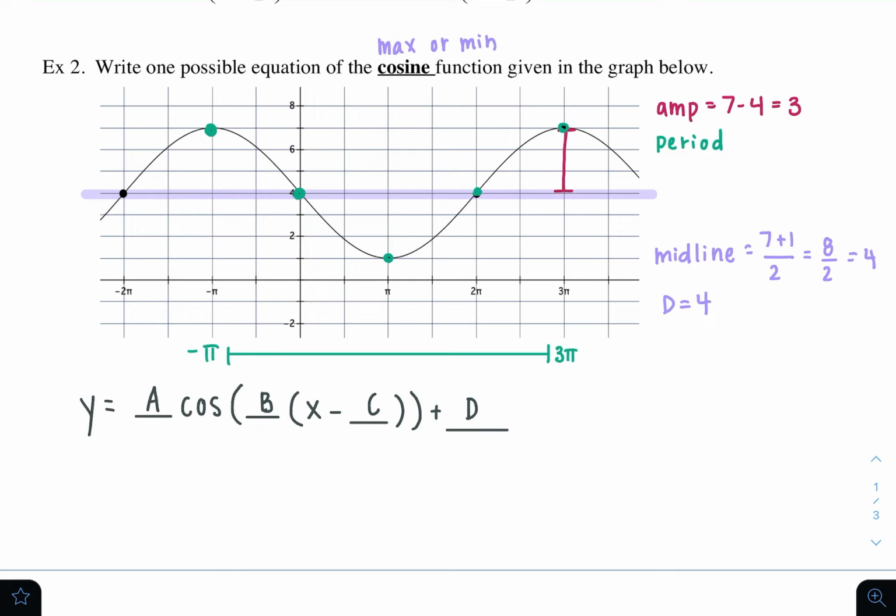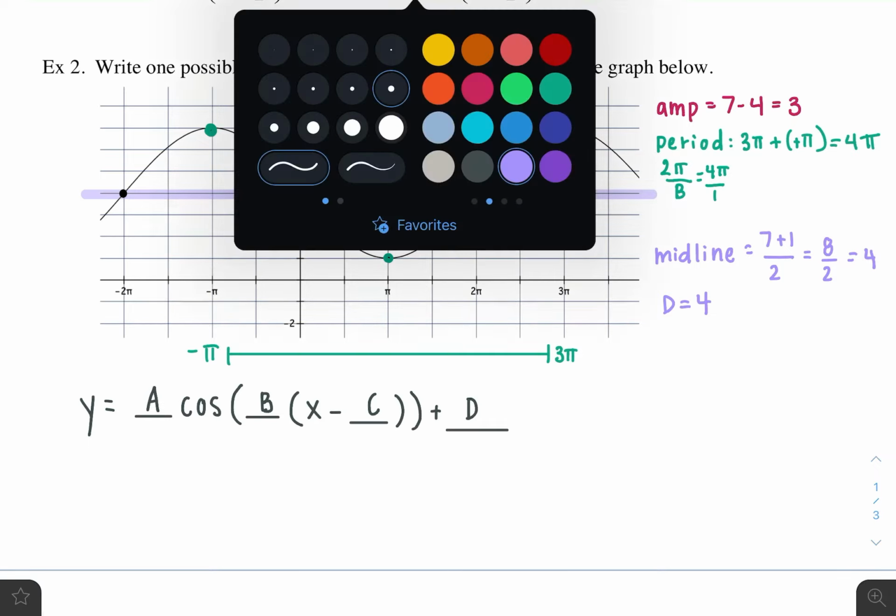To find our period, we say our ending location minus our starting location. When we subtract a negative, it becomes addition. So our period is at 4 pi. Like you guys know, our period isn't the b value, so we need to solve for it. To find our b value, we always take 2 pi over b and set it equal to our period. Since it's 4 pi, we can go ahead and put it over 1 to cross multiply.